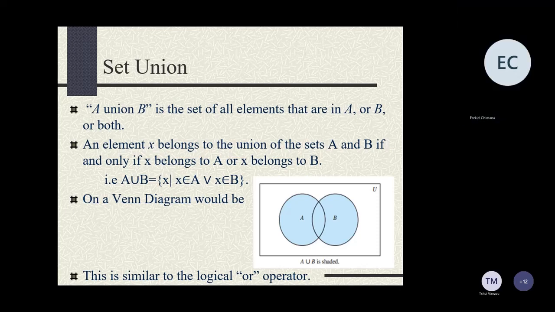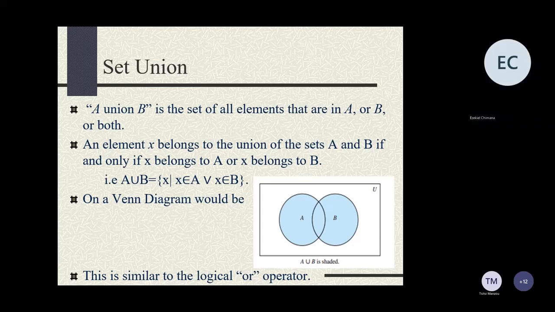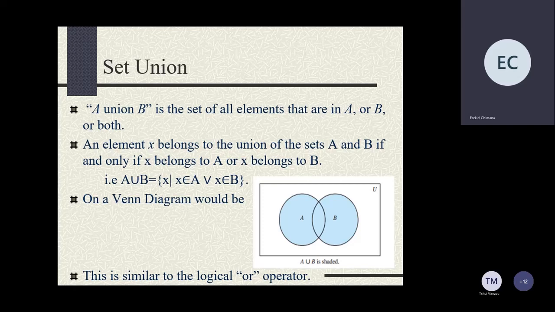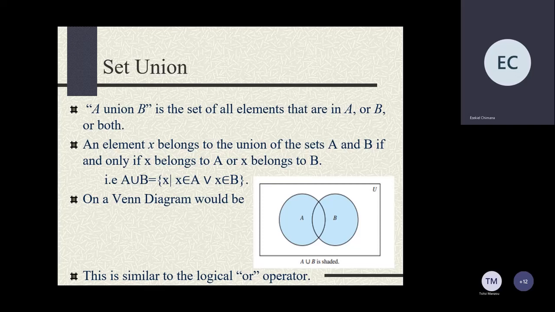So here we can use the set union, where we say A union B is the set of all elements that are in A or B or both. So for A union B, you have to take the elements in A and the elements in B and combine them. Whether they are in A and not in B, or in A and in B, that's the set union. So an element X belongs to the union of the sets A and B if and only if X belongs to A or X belongs to B. On a Venn diagram, it will be presented by the sets A and B, all of them being shaded. It is just like the logical OR operator if you are doing gates.